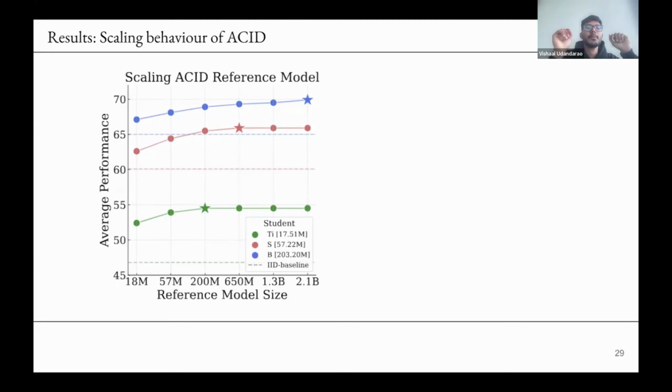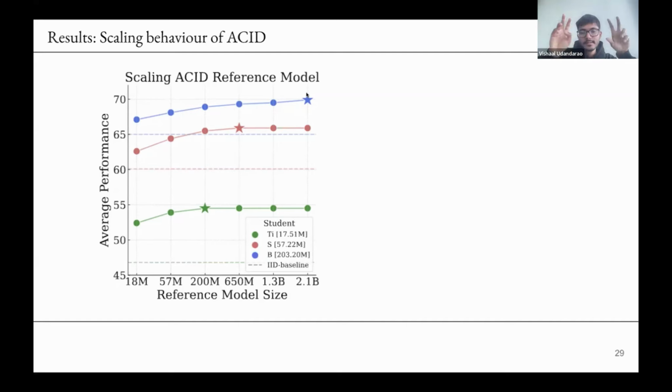And then we basically look at performance across a bunch of classification and retrieval tasks on the y-axis. What you immediately see from here is that for different students, the optimal teacher size varies. So the optimal teacher size I've marked here in different stars. For the tiny student, which is in the green colored line, you see that the teacher with 200 million parameters is the optimal one, after which you start saturating. For the small student, which has 57 million parameters, the optimal teacher is of size 650 million parameters.